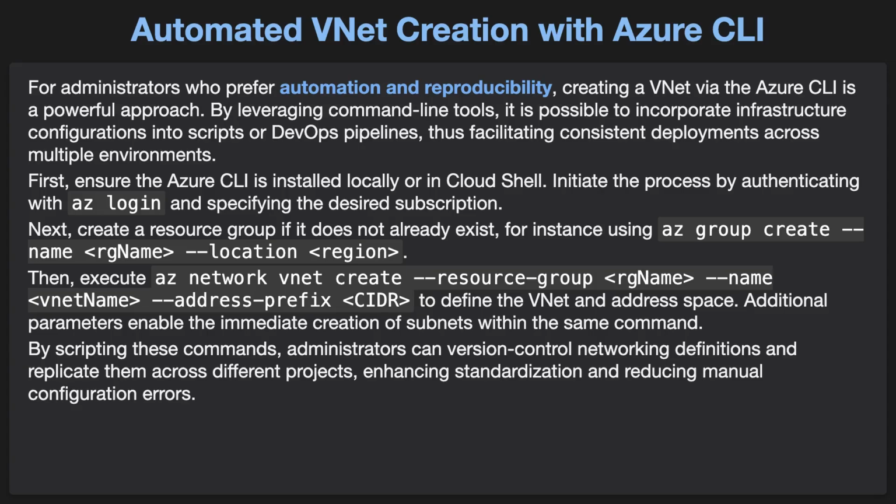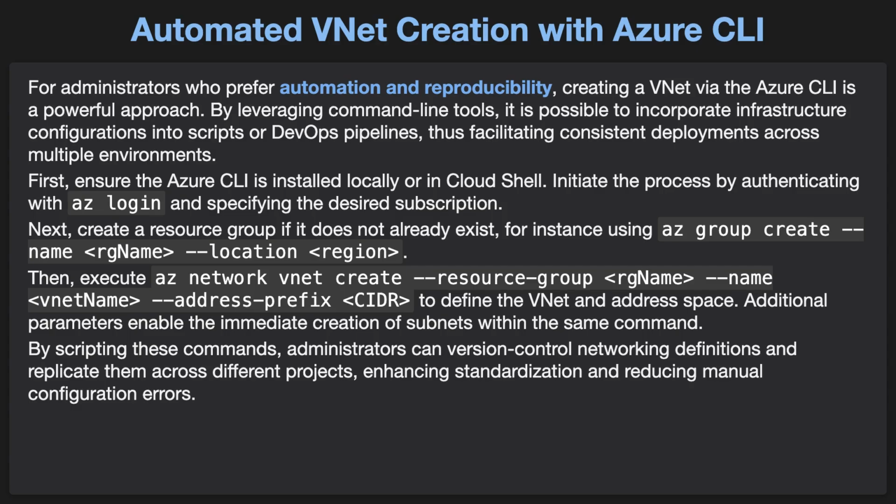For administrators who prefer automation and reproducibility, creating a VNet via the Azure CLI is a powerful approach. By leveraging command line tools, it is possible to incorporate infrastructure configurations into scripts or DevOps pipelines, thus facilitating consistent deployments across multiple environments. First, ensure the Azure CLI is installed locally or in Cloud Shell. Initiate the process by authenticating with az login and specifying the desired subscription.